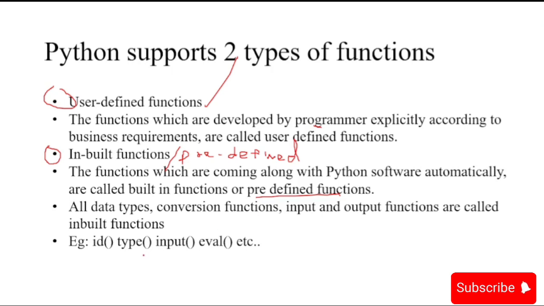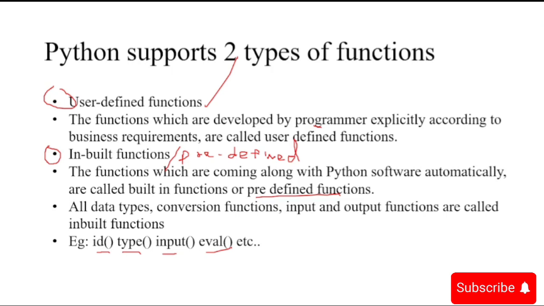A good example of an inbuilt function is id, type. I guess we saw how we are using type. We were using type to check the data type of our variable yesterday. So that was an inbuilt function that we were calling. That function is already made for us and came with Python. So we are calling that function to check the data type of our variables. Then we have input, and then we have eval. These are some of the predefined functions.